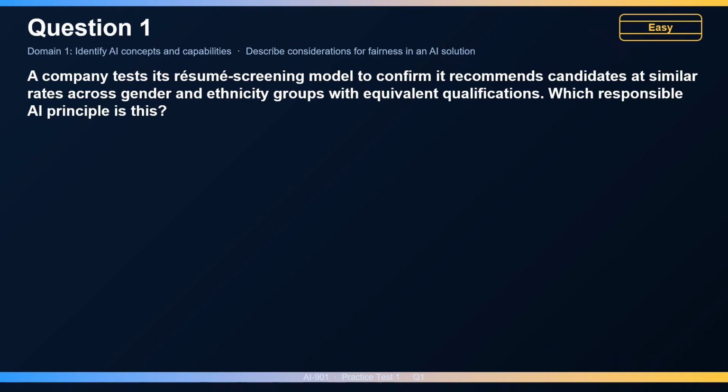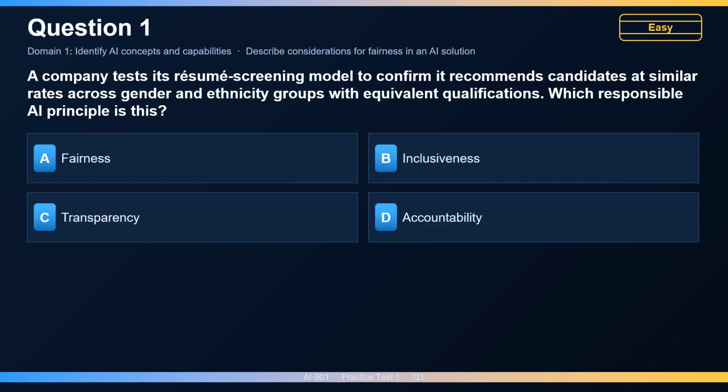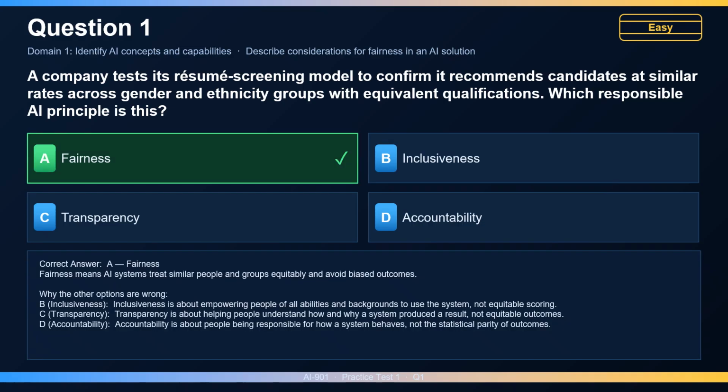A company tests its resume screening model to confirm it recommends candidates at similar rates across gender and ethnicity groups with equivalent qualifications. Which responsible AI principle is this? The correct answer is A, fairness. Fairness means AI systems treat similar people and groups equitably and avoid biased outcomes.